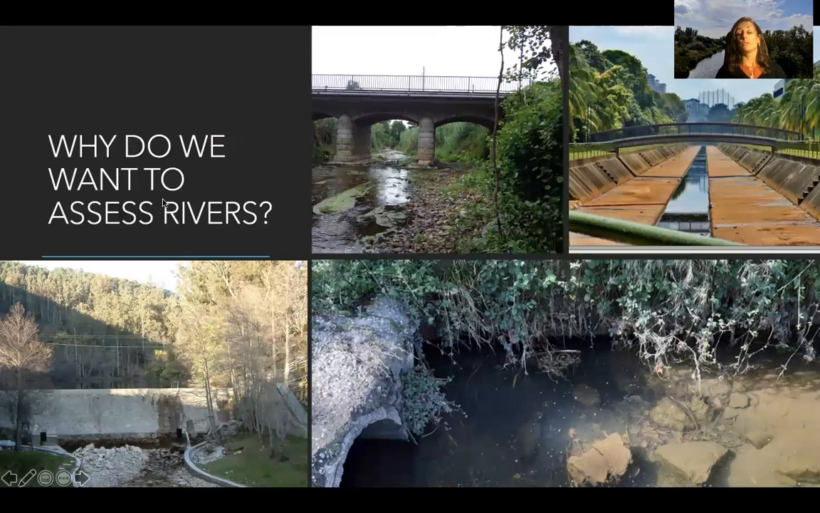Our rivers need to be assessed because there are several disturbances and alterations caused by humans, such as loss of riparian vegetation, presence of invasive species, channelization, pollution, or transversal or longitudinal barriers that cause alterations in the aquatic communities as well as in the ecosystem functioning.